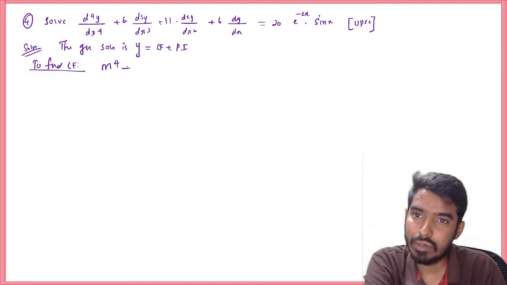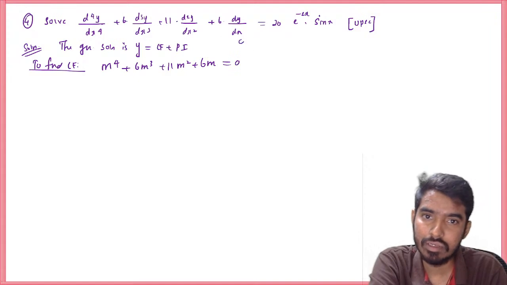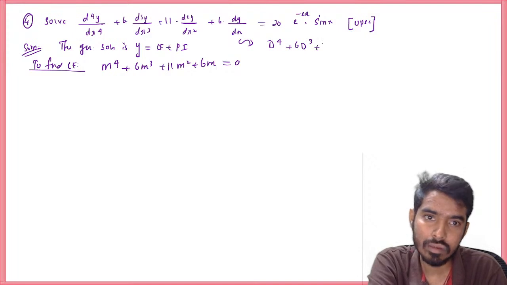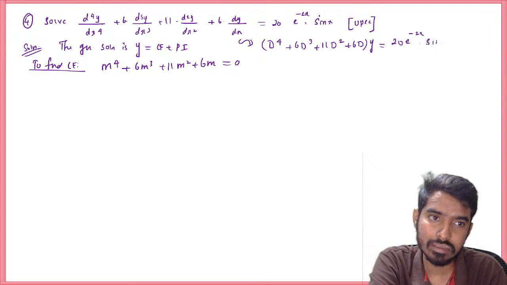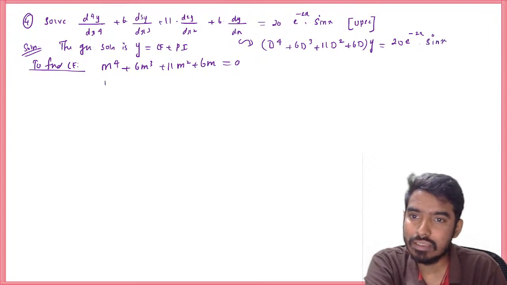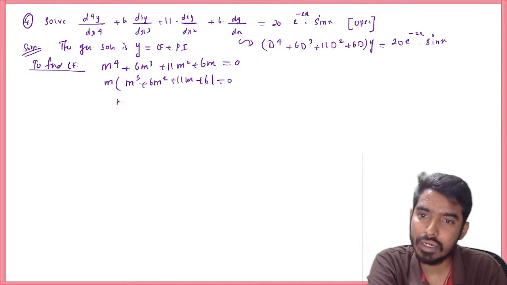we have m power 4 plus 6m cube plus 11m square plus 6m is equal to 0. This is our auxiliary equation, right? This question is same as d power 4 plus 6d cube plus 11d square plus 6d of y, where d is d by dx, is equal to 20 e power minus 2x sin x. So solve this. If you take m common, we will have m cube plus 6m square plus 11m plus 6. So you can see 0 is 1 root.